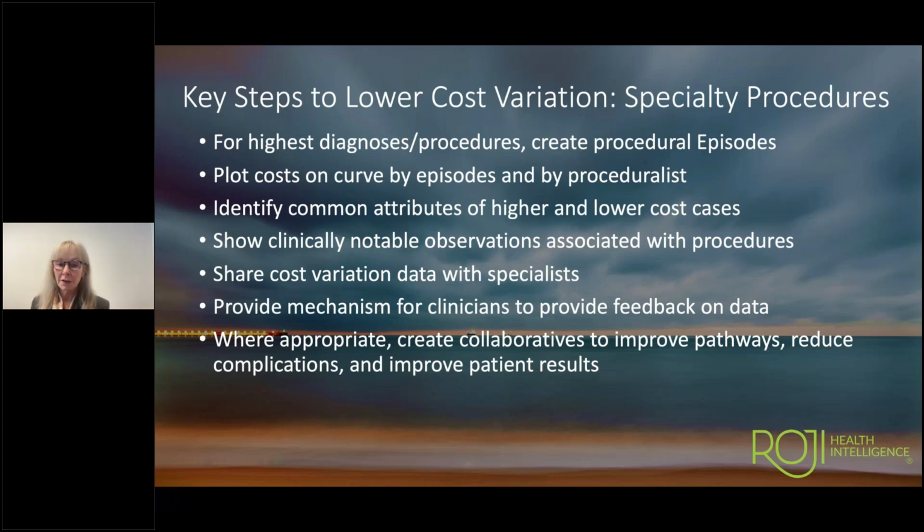So you are identifying the common attributes of those higher and lower cost cases, one of your analyses, and you're showing clinically notable observations associated with the procedures and measuring the extent of those for every proceduralist and every type of patient. Then you share that information with the specialist. You provide a mechanism for the clinicians to provide feedback on that data. And where it's possible, you create collaboratives to improve the pathways, reduce the complications, and improve results over time.